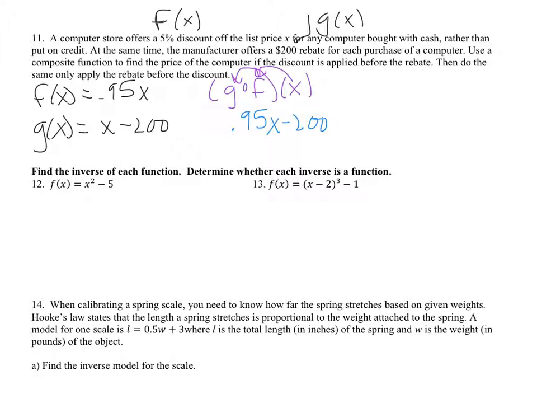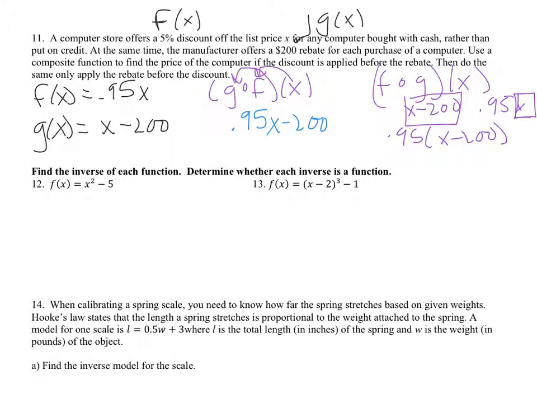Second one is saying if you use the coupon first. So now this is my whole function of g, so that x minus 200 goes in place of just my x, just this x right here. So in this case it would be 0.95, and then you're replacing the whole box. This one you're going to have to simplify. So it would be 0.95x minus 190. And if we compare these two, this one will always give you a cheaper deal. So if you use the discount first and then the coupon, it will always give you a cheaper deal.